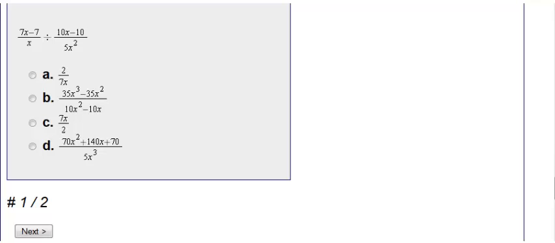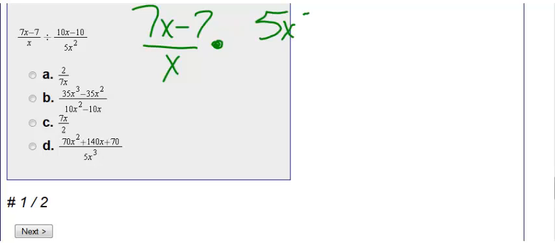We have 7x minus 7 over x divided by 10x minus 10 over 5x squared. We cannot divide fractions. What I need to do is multiply by the reciprocal, which means I take my first fraction, I leave it, change it to multiplication, and flip the second one: 5x squared over 10x minus 10. So now what I do is what I've been previously doing. I'm going to simplify each one.